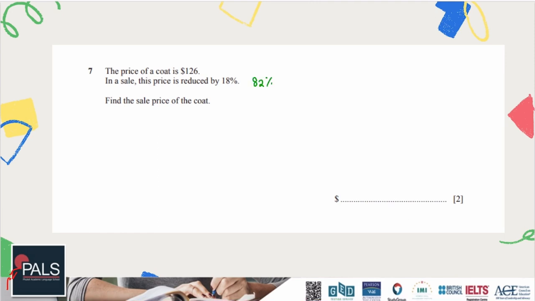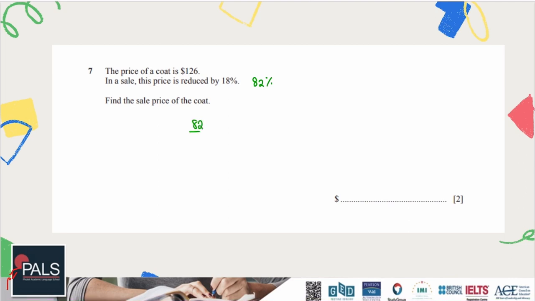82%, right? Because in the total of the original price, we suppose the percentage is 100%. 100 minus 18 is 82%. This is the percentage of the profit that the store or the seller gains. So we need to find the 82% of 126.